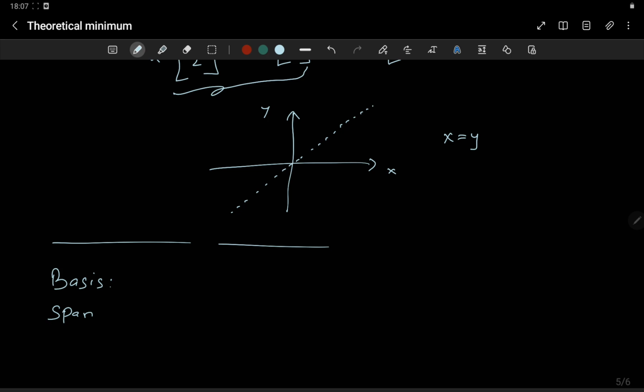And the span is, for a given set of vectors, all the possible outputs or outcomes of the linear combinations. That whole collection is called the span of that set of vectors. Okay, so this will conclude this video.